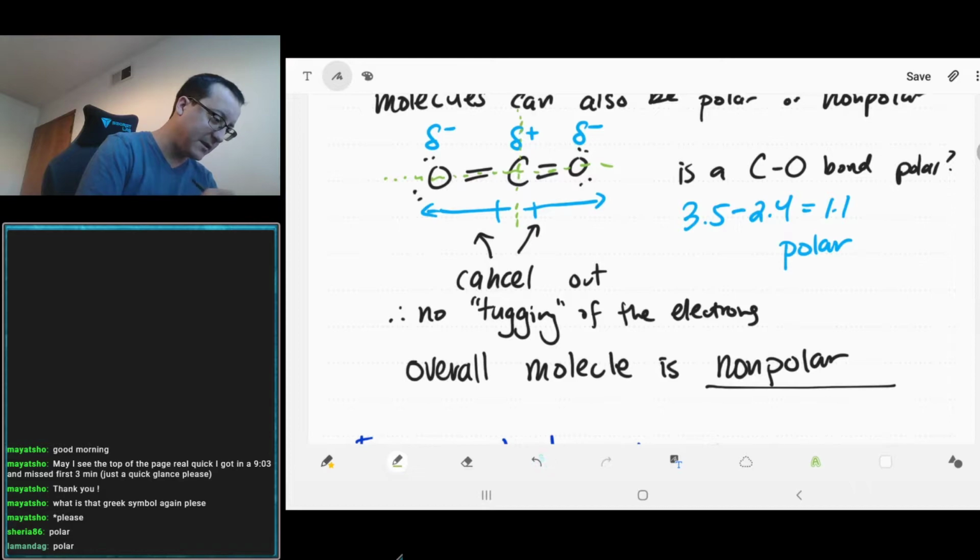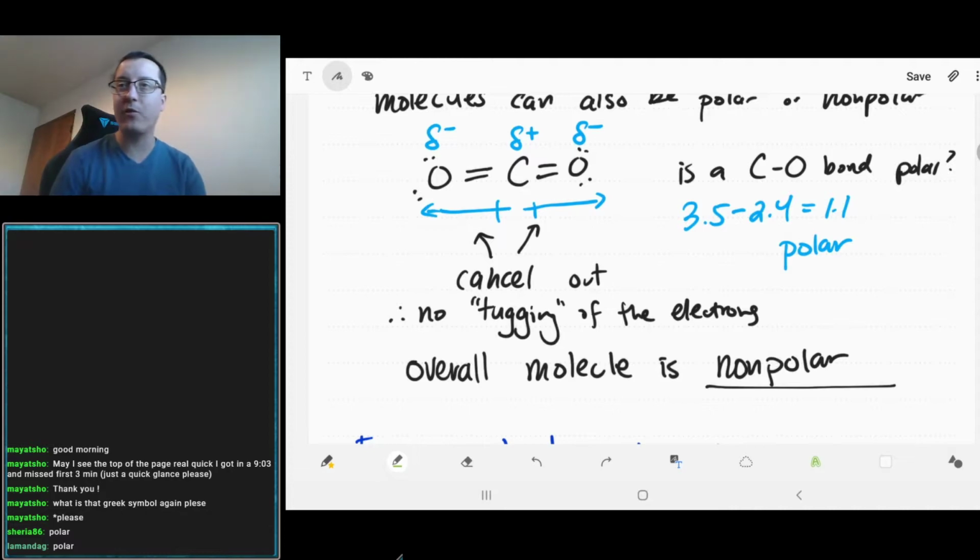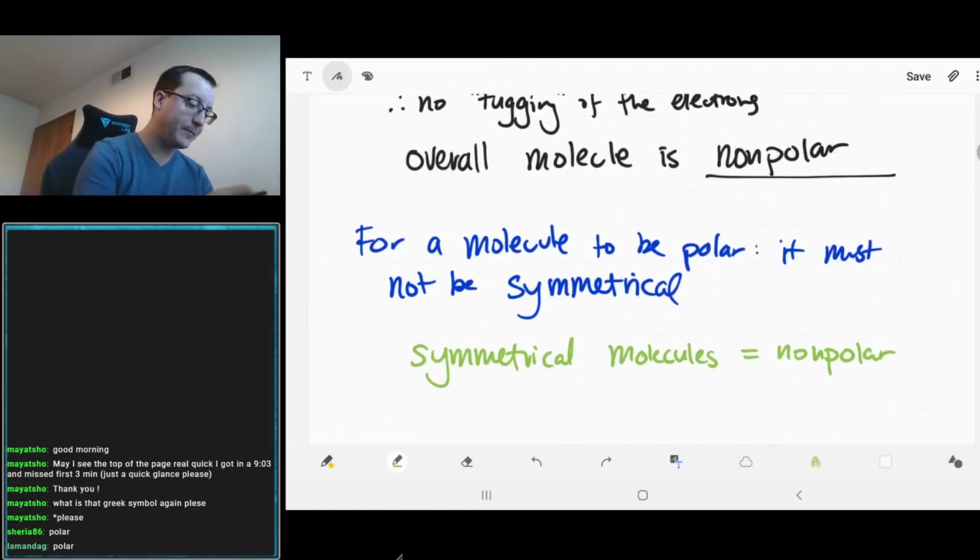I'm going to just erase those lines. Oh my gosh, really? Let's do it one by one. I don't want them to interfere with your notes. But that's the idea.